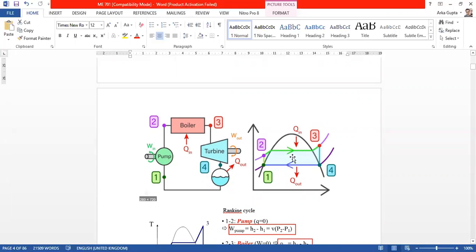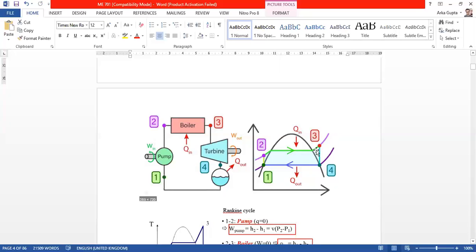Then boiler: saturated liquid to saturated vapor. This curve represents the saturated liquid line. This portion of the curve represents the saturated vapor line. So in the boiler, after the economizer, the water goes from saturated liquid to saturated vapor line, where the temperature will be fixed. That process is constant pressure transfer of heat in the boiler.